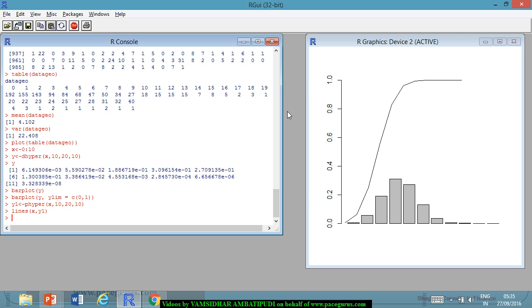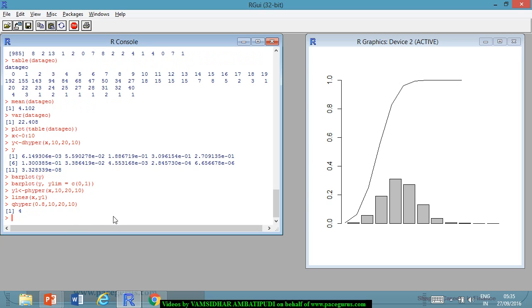Again the same thing, if I want to use my Q function, 80% success kind of stuff, if I have to be 80% confident, then I'll use my Q hyper, where I'm setting 0.8 as the probability. Then I have to give all the other values, 10, 10, 20, 10. So 10 is the overall number of successes, then the overall failures, and the sample size that I am picking. Which says I need to get at least 4 successes. That is what corresponds to 0.8 here.